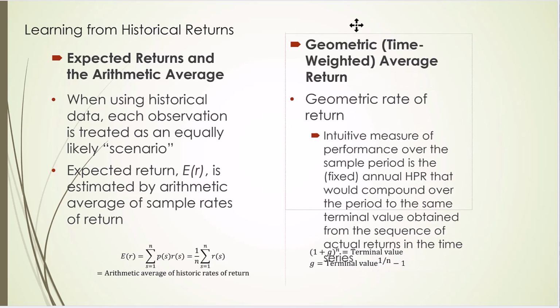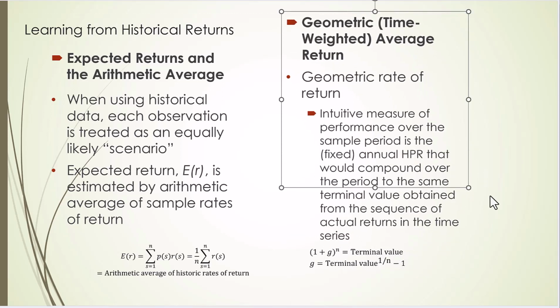The geometric version is a more intuitive measure that looks at the annual HPR, but incorporates the concept of compound money. So if you take (1 + g)^n, that gives us the terminal value. The growth rate then is the terminal value to the 1/n exponent, minus 1. Again, the difference between these is that one has the impact of time value, and the other is just a straight arithmetic value.